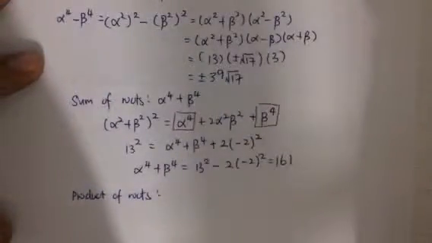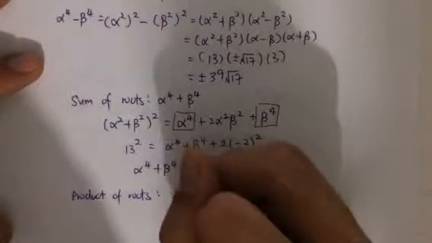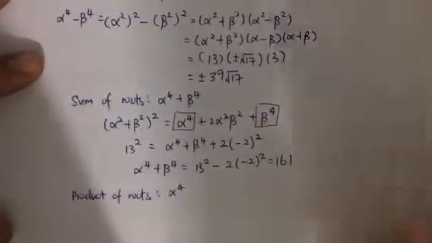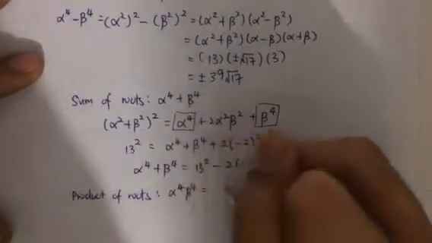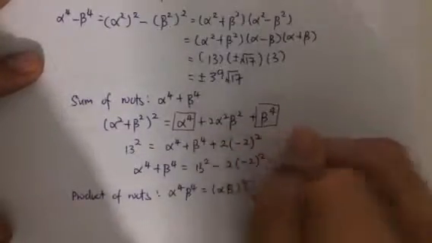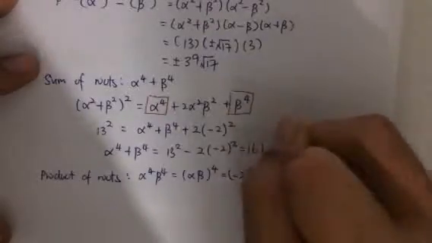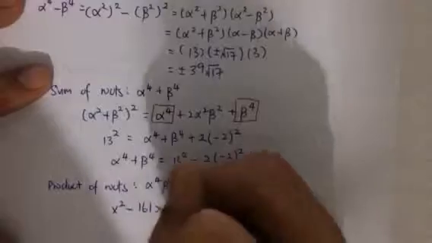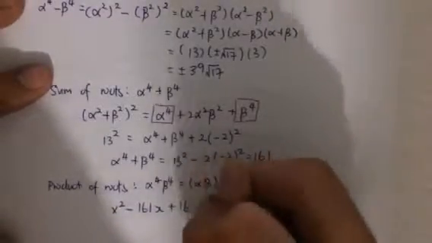Now, let's proceed to find the product of roots. So the product of roots, which will be easier to find, will be alpha 4 beta 4, and this will be alpha beta to the power of 4. Alpha beta to the power of 4 will be minus 2 to the power of 4, which will give me 16. So the equation required will be x squared minus 161x plus 16 equals 0.